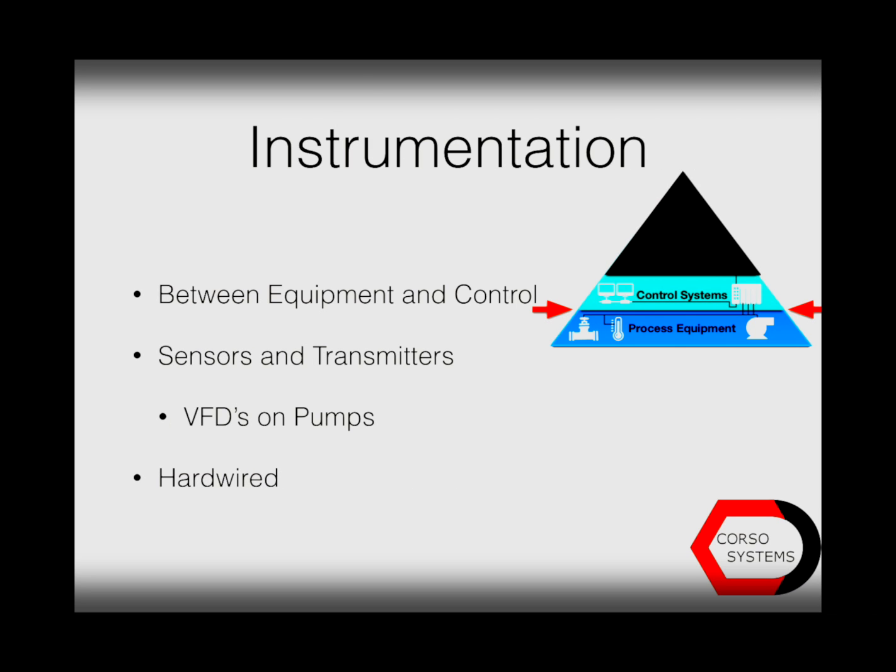That's where instrumentation comes in. That's the layer between process equipment and the control system that allows them to be connected. These are your sensors and transmitters. For example, your VFDs on pumps. You're going to get your pressure, your temperature, and your level data from them. Typically, they're going to be hardwired into your PLC or your DCS. And after the data is in the control system, the instrumentation will allow the operators to control the process based on the current conditions and requirements.